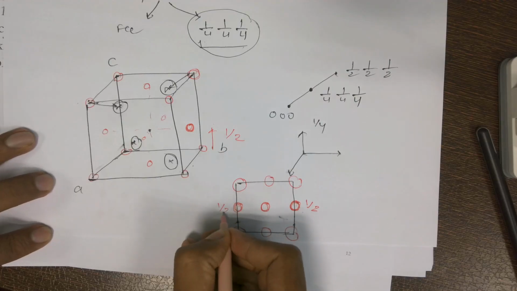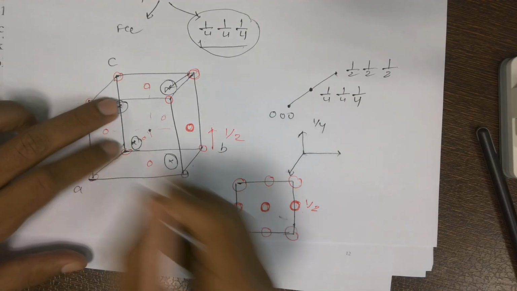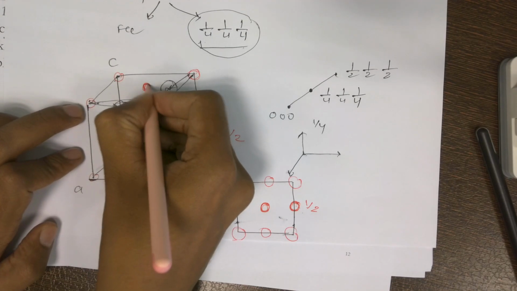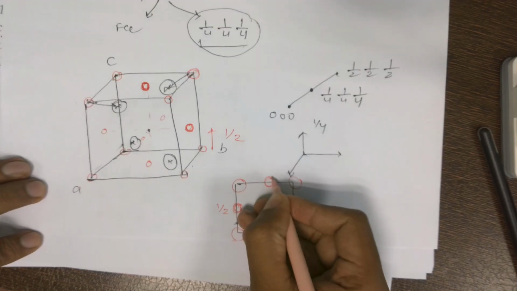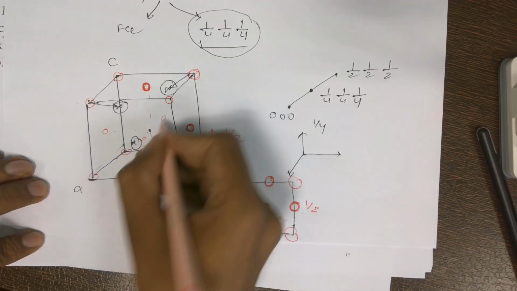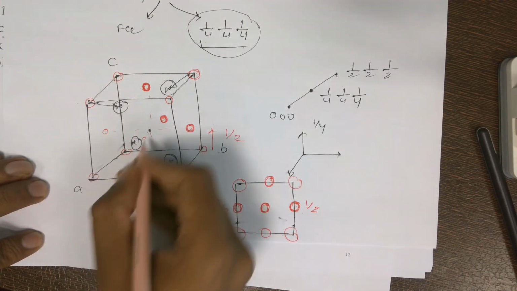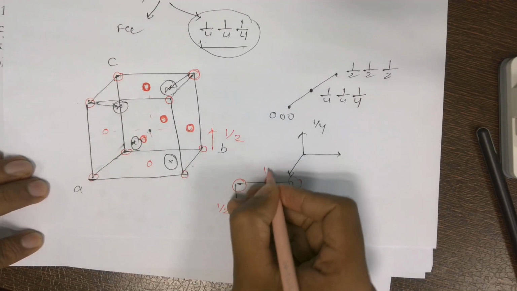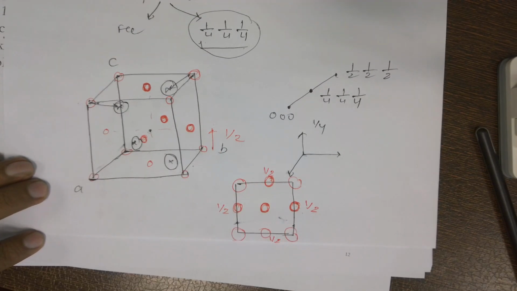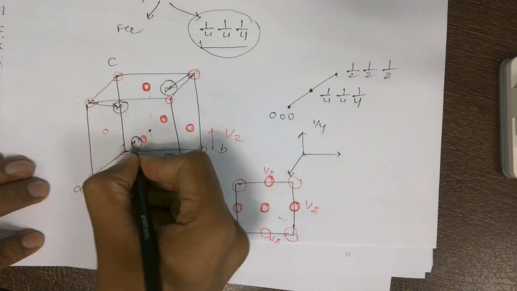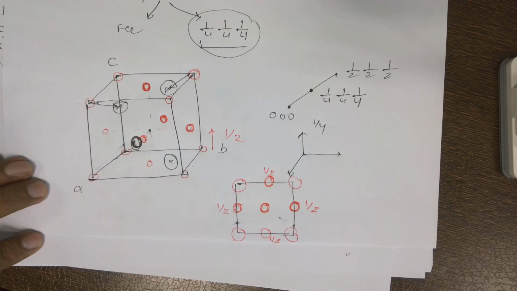Here I will write 1 by 2. Here I am not going to specify. The reason is that this is lying at the height of 1. Okay. I will only specify the one which is between 1 and 0. Here also, this atom is representative of this particular atom. Okay, the back one. So here this is also 1 by 2 and this is also 1 by 2.